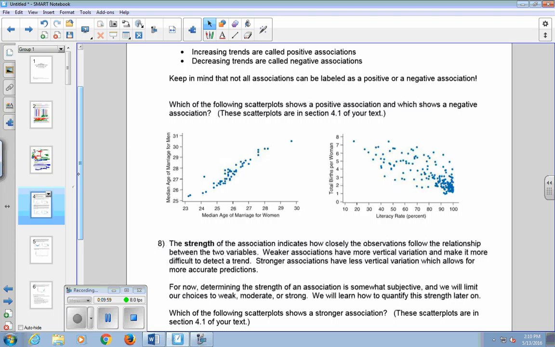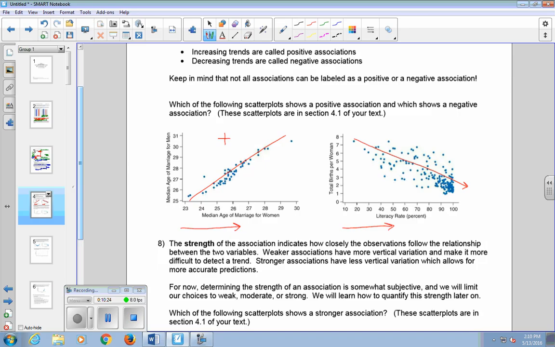So in our example, it says, which of the following scatter plots shows a positive association and which shows a negative association? And these are in section 4.1 of your text. And if we look at the one on the left, and we read left to right, what we're going to see is there's an upward trend. So this is a positive trend, or positive association. Here, as we read left to right, there's a negative trend.